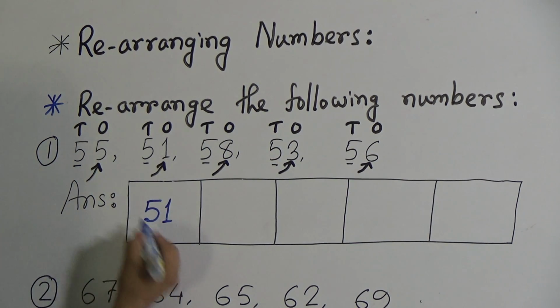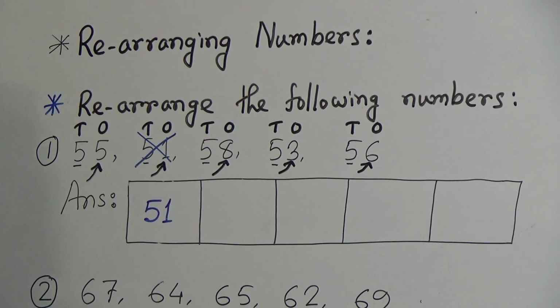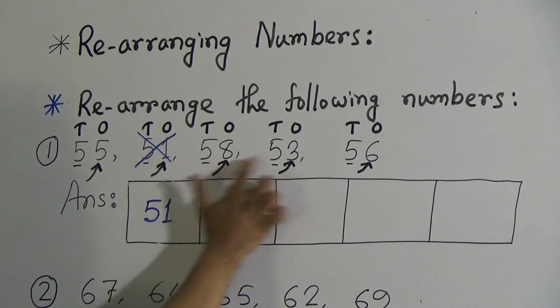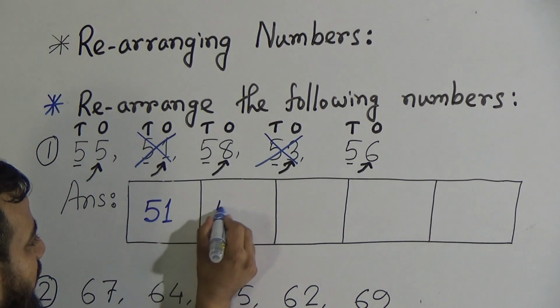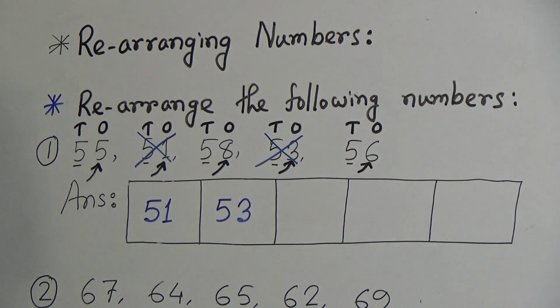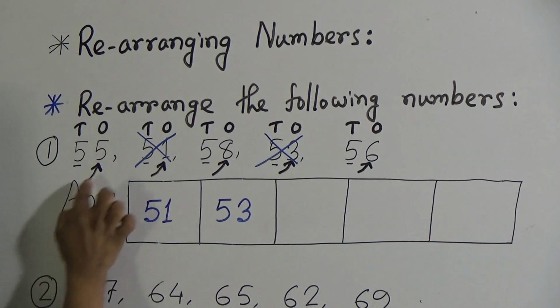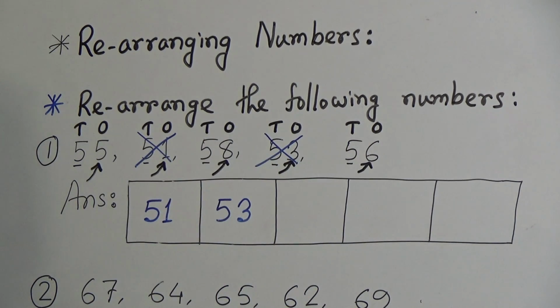So we should write down 51 at first, and we must cut it down from the question. Okay, 51 is done. Then we have 5, 8, 3 and 6 in the 1's place. Among these 4 digits, 3 is the smallest. That is why our next smallest number will be 53. We should write down 53 and cross it down in the question. Now we have 3 remaining digits in the 1's place. The numbers are 5, 8 and 6. Among these 3 digits, 5 is the smallest. So 55 will be our next smallest number.